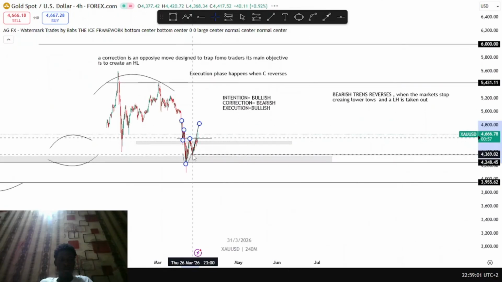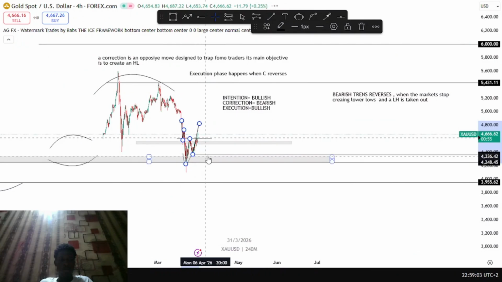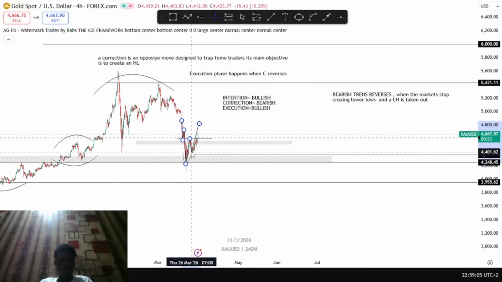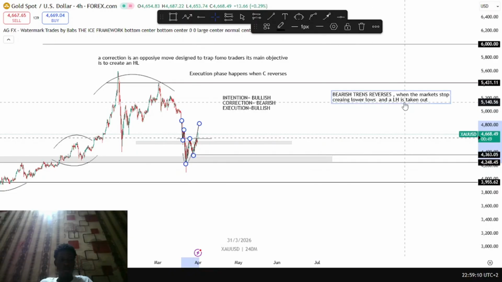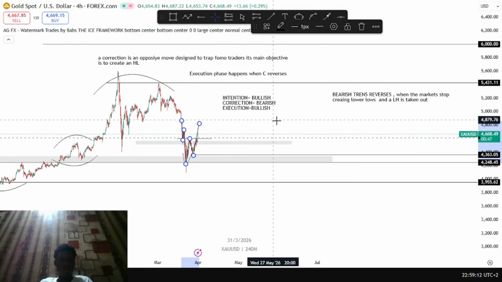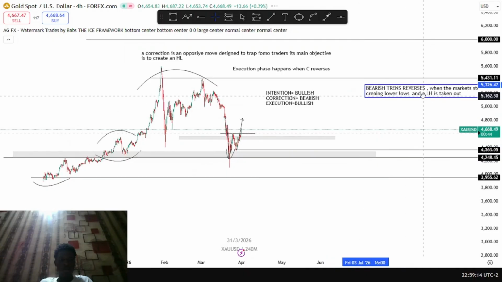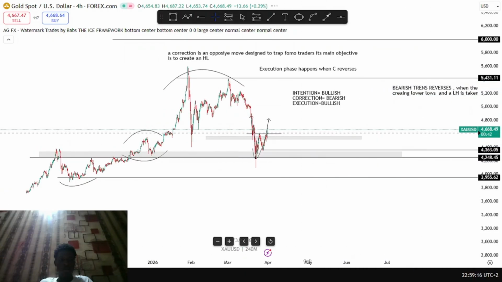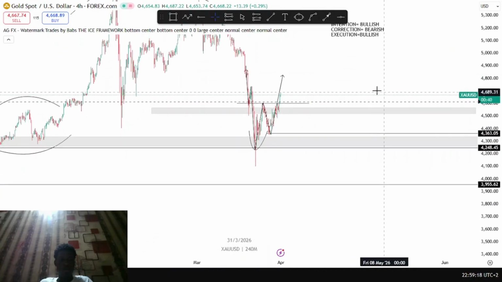A bearish trend reverses when the market stops creating lows. At this point, it gave us a higher low. It could not break further down past this one. So this is the first sign of reversal. Then the main one and the second one is when a lower high is taken out, and that has happened. So this is a reversal. So the execution phase starts. The execution phase has started now.